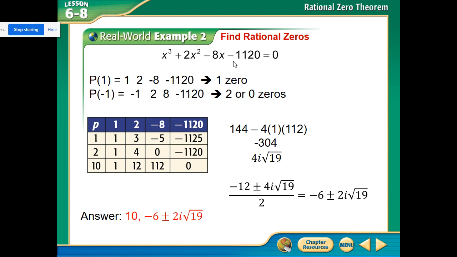Now let's look at this number here. Well, what can go into this number? Well, 1 can, and 2 can, 5, 10. These kind of numbers would go into this.